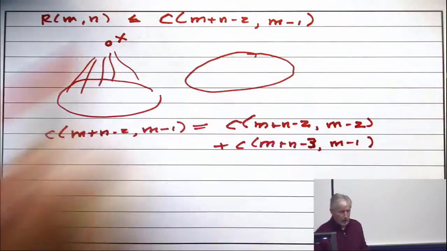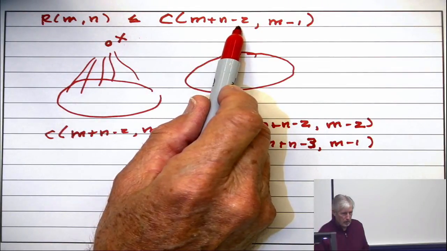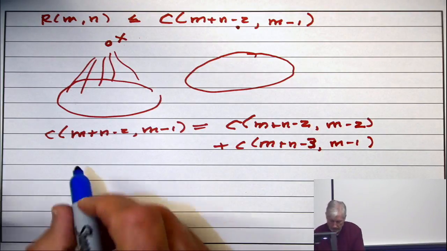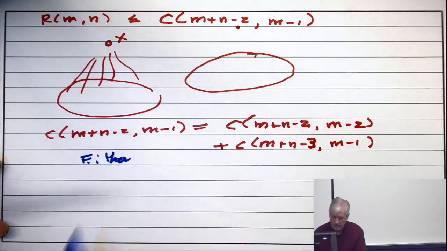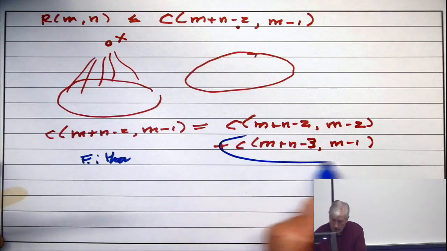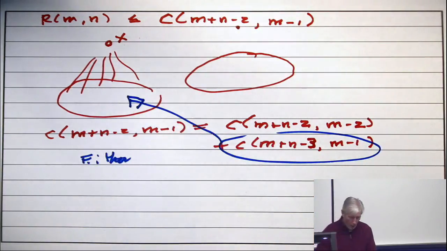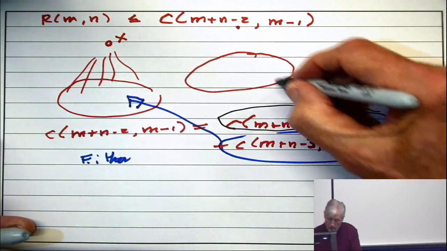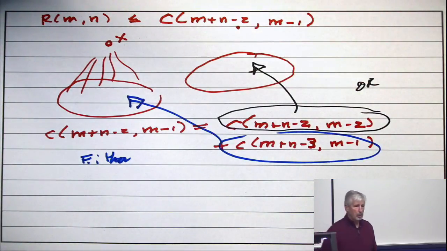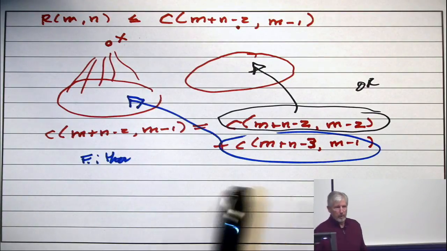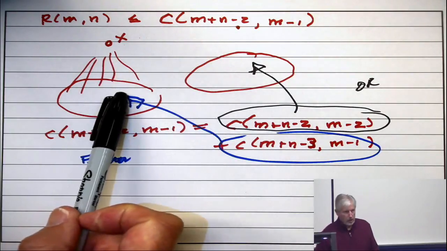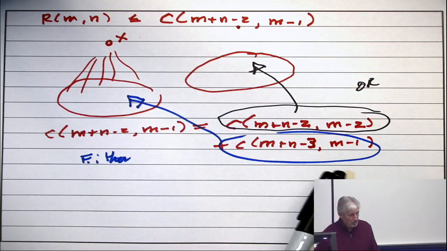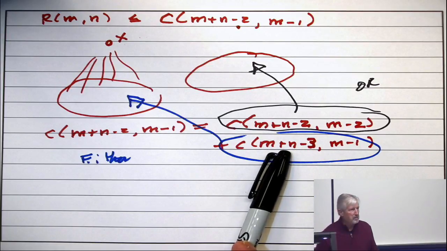So, if all together there are that many vertices, then either, and this is the important word here, either there are this many here, or there are this many here. One of the two. Now we apply the inductive hypothesis. Since there are this many vertices here, either there's an independent set of size m, or there's a complete subgraph of size n minus 1.